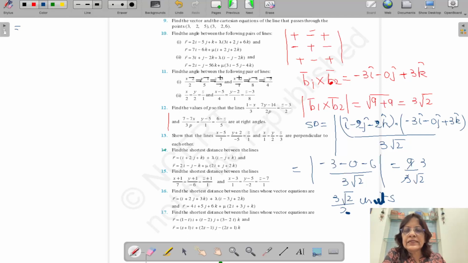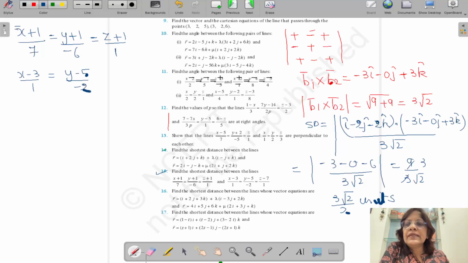The 15th question says x plus 1 upon 7 is equal to y plus 1 upon minus 6, equal to z plus 1 upon 1. That is the first line. The second line is x minus 3 upon 1 is equal to y minus 5 upon minus 2 is equal to z minus 7 upon 1. So first you can see the lines are in standard form. Coefficients of x, y, z are 1 in both cases.